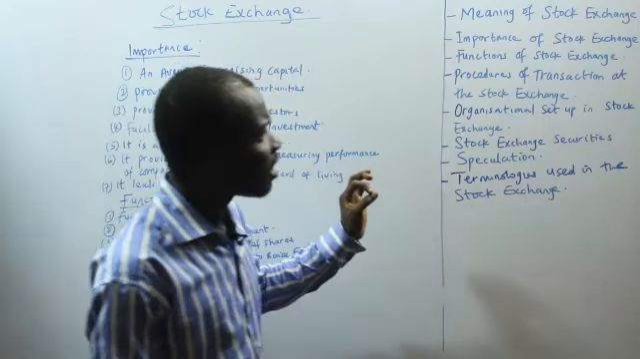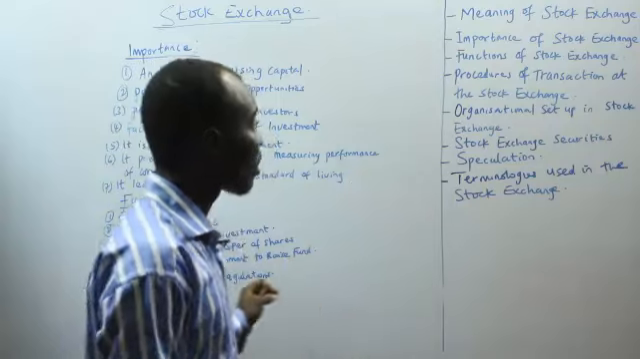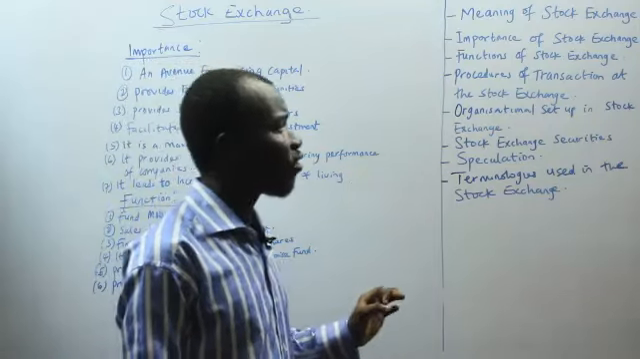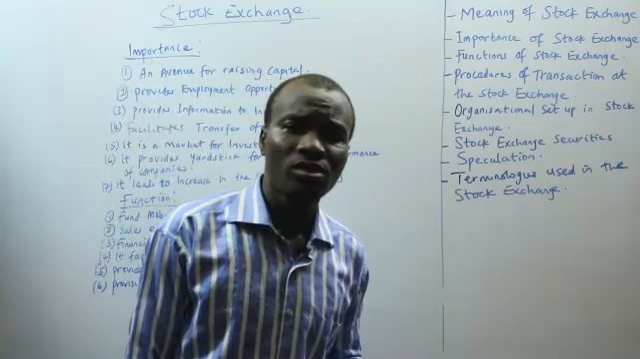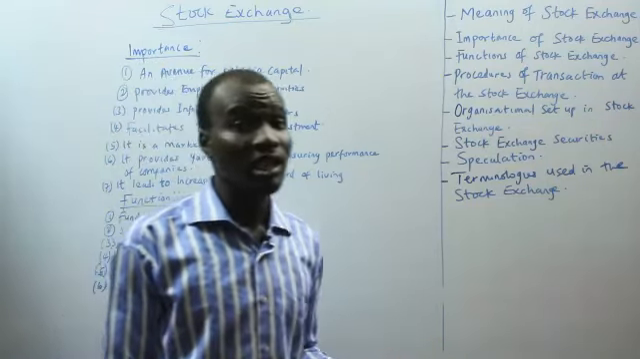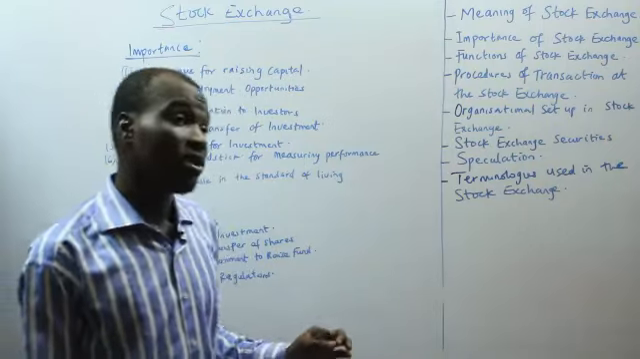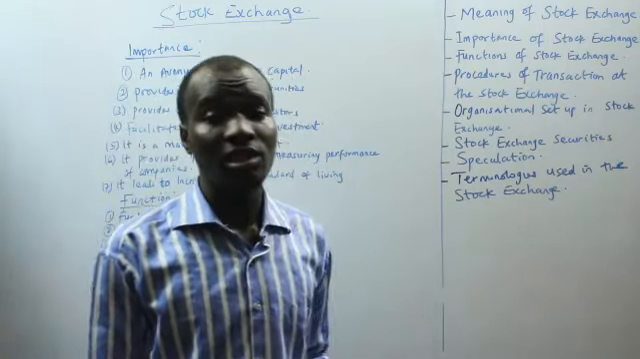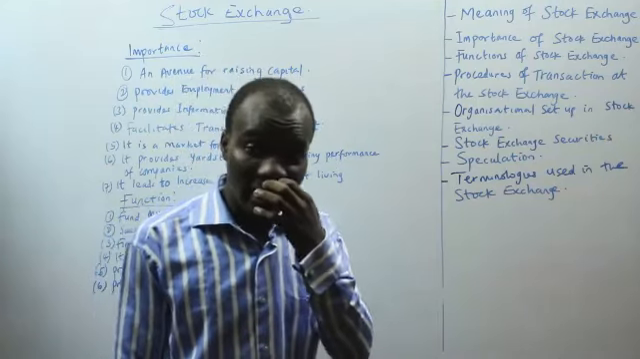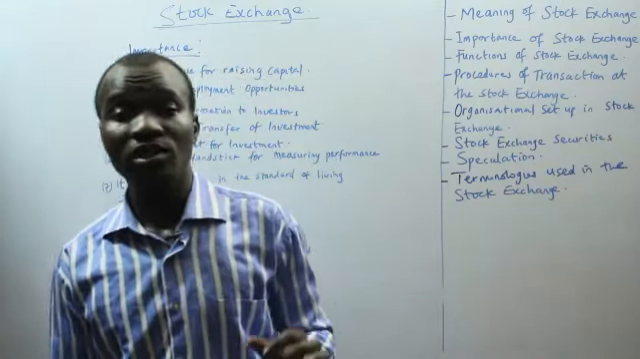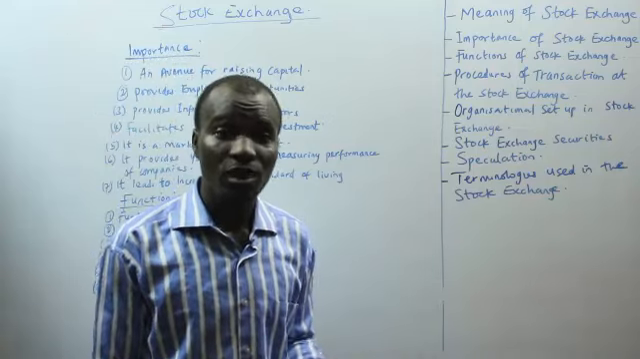So let's move to the function of the stock exchange and the importance of the stock exchange. Now let's move to the procedures of transaction at the stock exchange. What are the procedures to be followed to be able to trade on the stock exchange? Generally, it's not everyone that is allowed to trade directly at the stock exchange. So those that are allowed to trade on the stock exchange are the agents of the exchange. This includes the brokers and the jobbers.